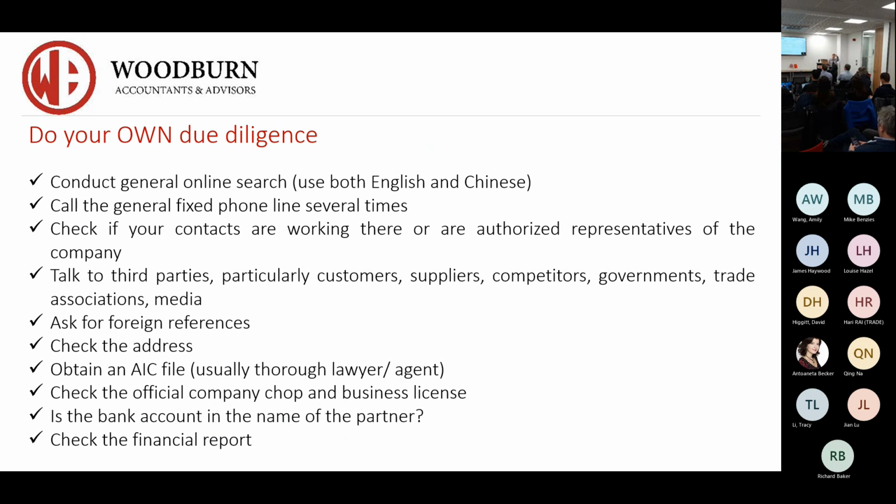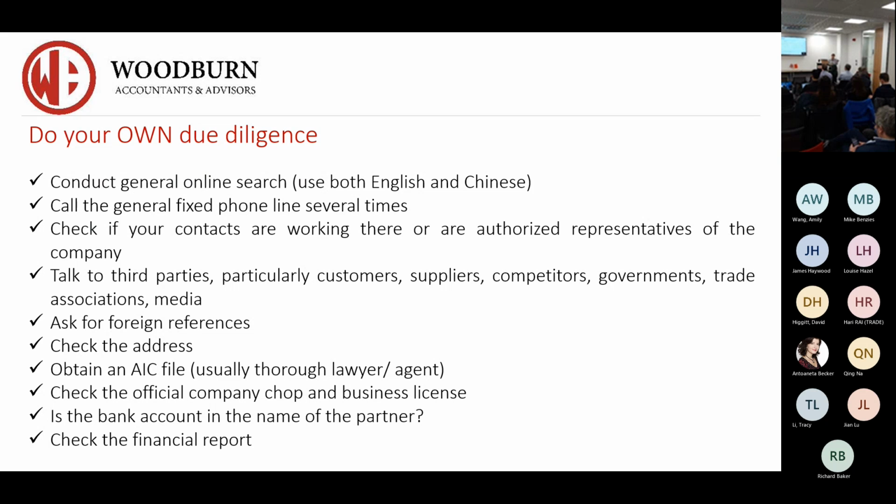Now, if you want to go further into doing further due diligence, and again, doing this from your desk, right? Not asking somebody to do a background check on your behalf. You can do a general online search, but no point using Google, use Baidu, right? Use the Chinese search engines to do that research. Call the general fixed phone lines several times throughout the days. Does somebody pick up? Do they not pick up? Is there an answering service? And use your common sense. I mean, if nobody's picking up, kind of weird, right?